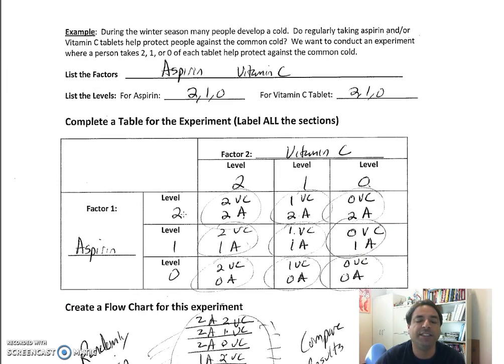So here's one example. During the winter season, many people develop a cold. Do regularly taking aspirin and or vitamin C tablets help protect people against a common cold? We want to conduct an experiment where a person takes 2, 1, or 0 of each tablet to help protect them against a common cold. So notice we have 2 factors, aspirin and vitamin C. Each factor has 3 levels, 2, 1, 0, 2, 1, 0.